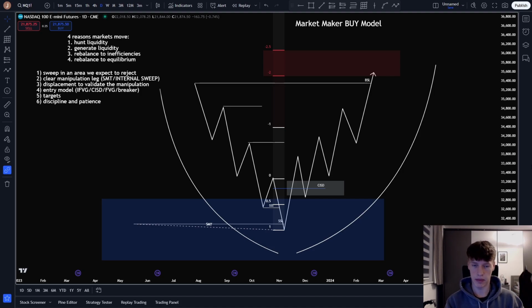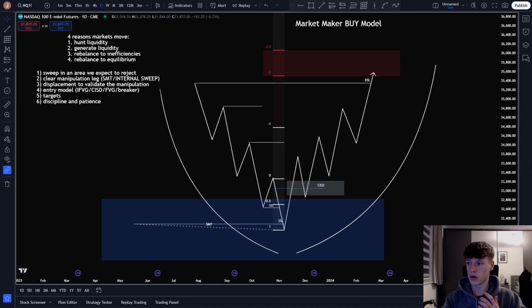Displacement validates manipulation. If you have manipulation without displacement, it's not manipulation, in my opinion. Obviously, you need the displacement back inside the range for that manipulation leg to be valid. Now, what forms of displacement can there be? There can be breaks of structure, market structure shifts, or changes in the state of delivery. That is personally what I use, the change in state of delivery, because I feel that's really crucial to me.